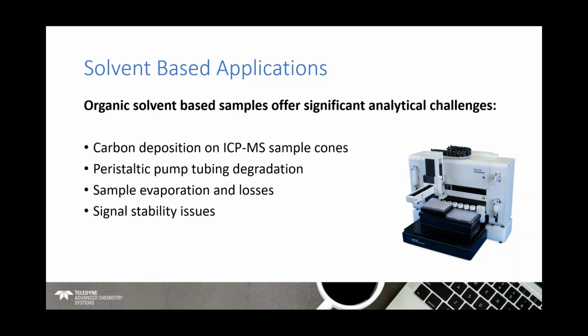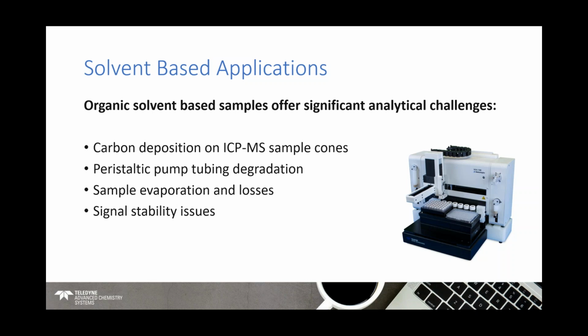So in the case of organic solvents and petrochemicals, you have a large amount of carbon in these kinds of samples. When these samples are introduced to an ICP-MS, you get a lot of carbon deposition on the interface cones of your instrument. Organic solvents, petrochemicals might not be particularly friendly to peristaltic pump tubing. So peristaltic pump tubing can be degraded through analysis with standard automation. There's obviously issues with evaporation and losses and signal stability as well.